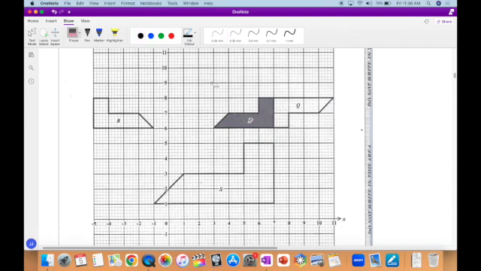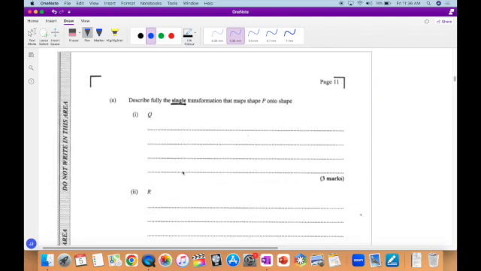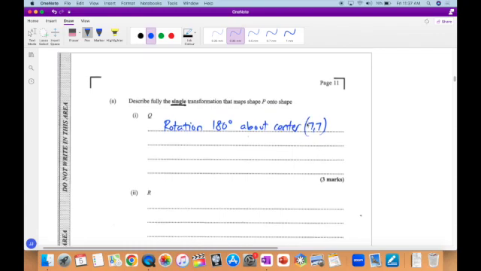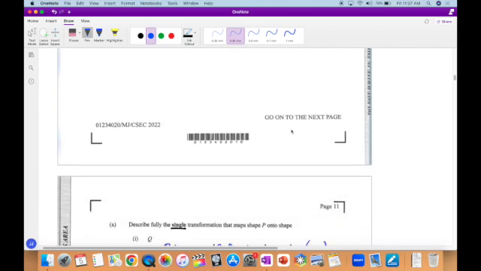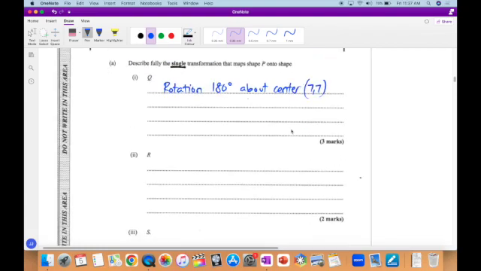And yeah, so that will work as a single transformation. And so we could say that we have a rotation of 180 degrees about the center 7, 7. That is the center of rotation, right? And I guess clockwise and counterclockwise don't make a difference because 180 degrees will get you to Q no matter which direction you go in.